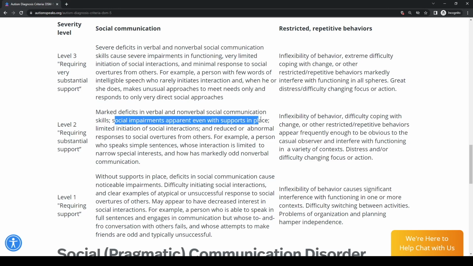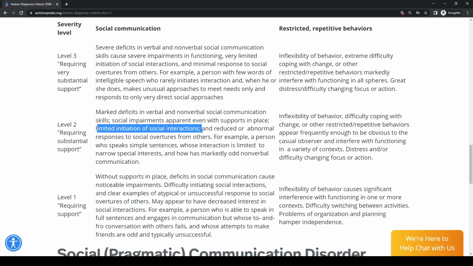Social impairments apparent even with supports in place, meaning maybe you're already giving them some cues and prompts saying, oh, that's not what you're supposed to do, but they're still sitting next to you and looking at you and hugging you and so on. And you also see limited initiation of social interactions, which is very different from level 1. At level 1, they can come over and tell you, hey, have you seen the new Spider-Man movie? Like when they're older, right? Not talking about 3-year-olds, but level 2 might be like, you really need to prompt them. So this is what you might see.